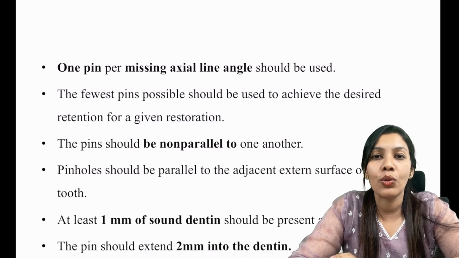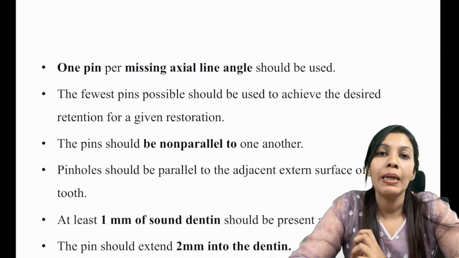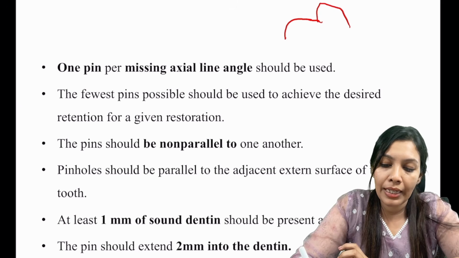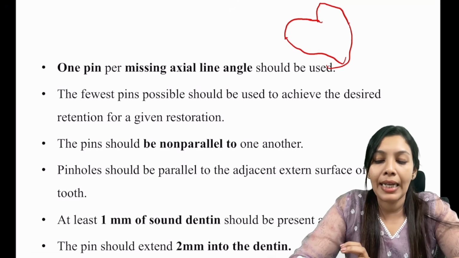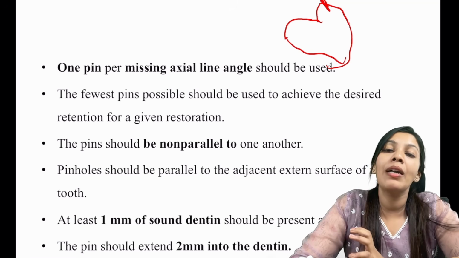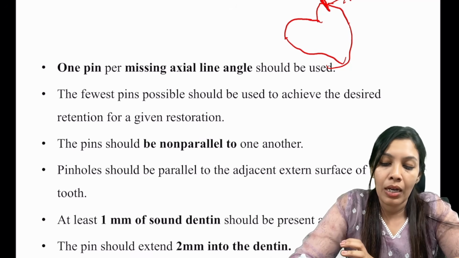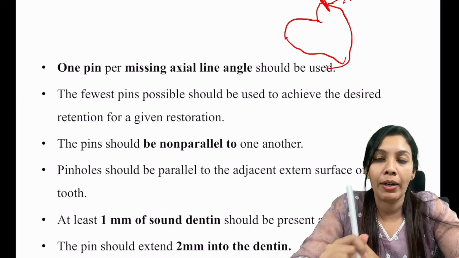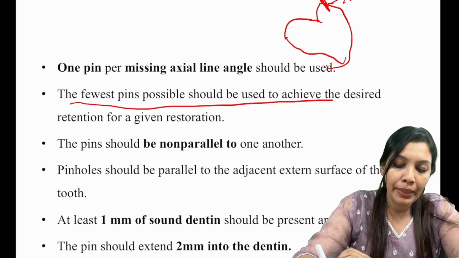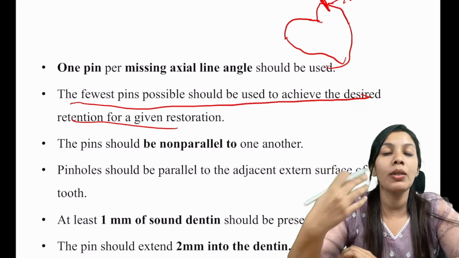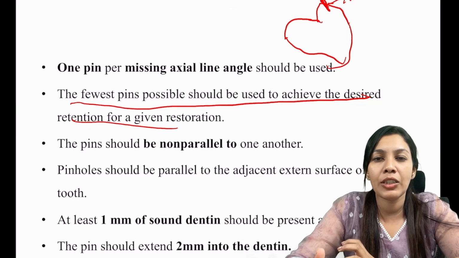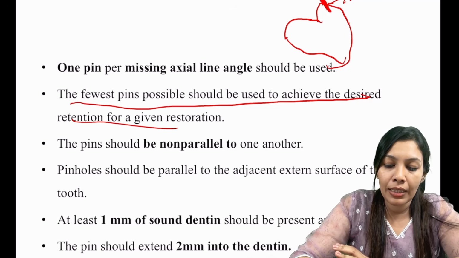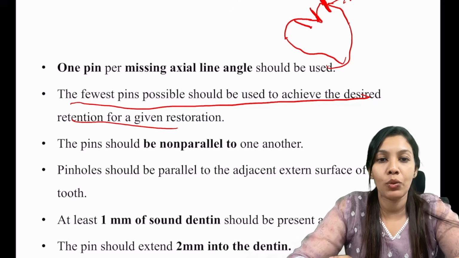Now there are certain rules that we need to follow when we do a pin retained restoration. First of all, think that this is the tooth and here one cusp is missing. One pin should be placed per missing axial wall. Very important. The missing axial wall should be compensated by one pin. The fewest pins possible should be used to achieve the desired retention, because the more the pins, the more the surface involved, and sometimes the retention might be affected. The pins should be non-parallel to one another. It should not be placed parallel.